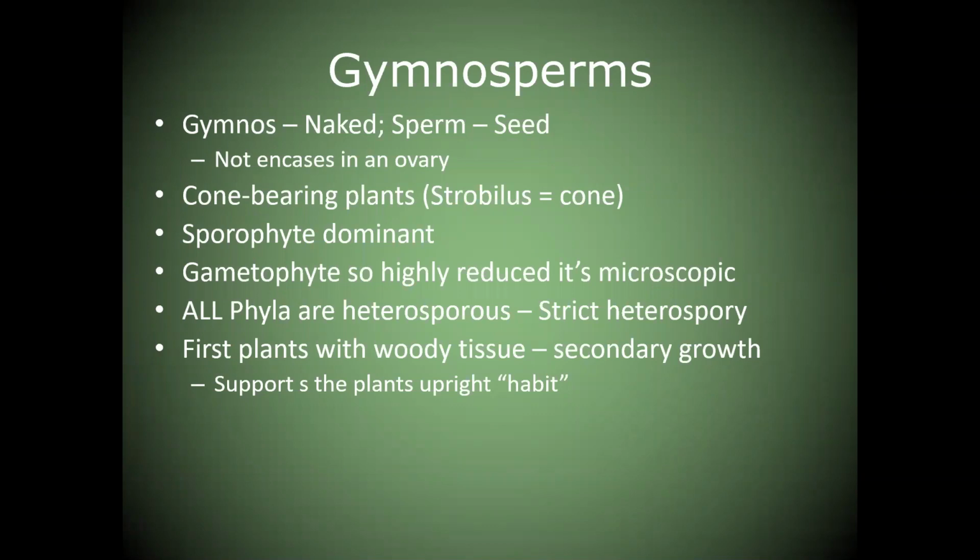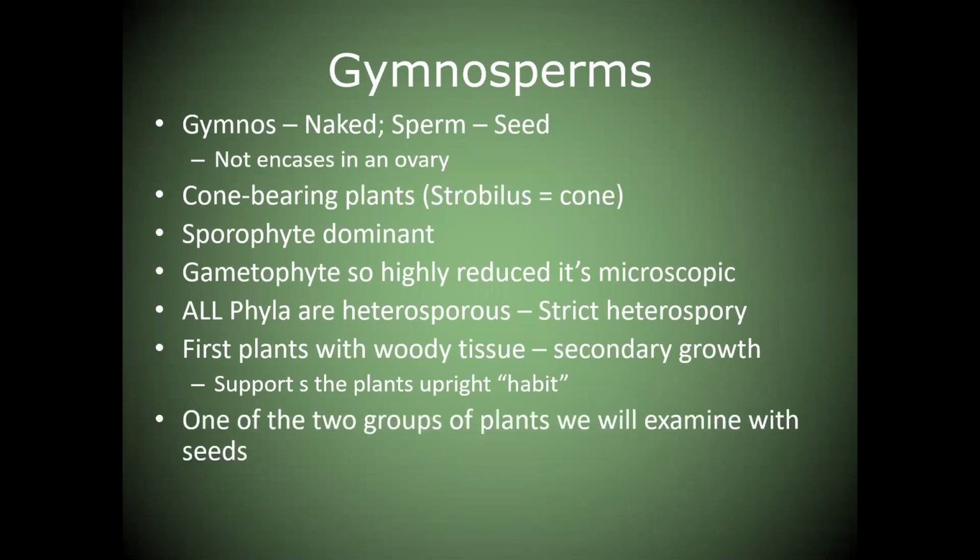Now, remember, angiosperms, flowering plants, also had woody tissue, but gymnosperms evolved before angiosperms. And then the last part is that they continue to have true tissues. Compared to ferns, who also had true tissues, these guys have more complex, highly differentiated tissues.